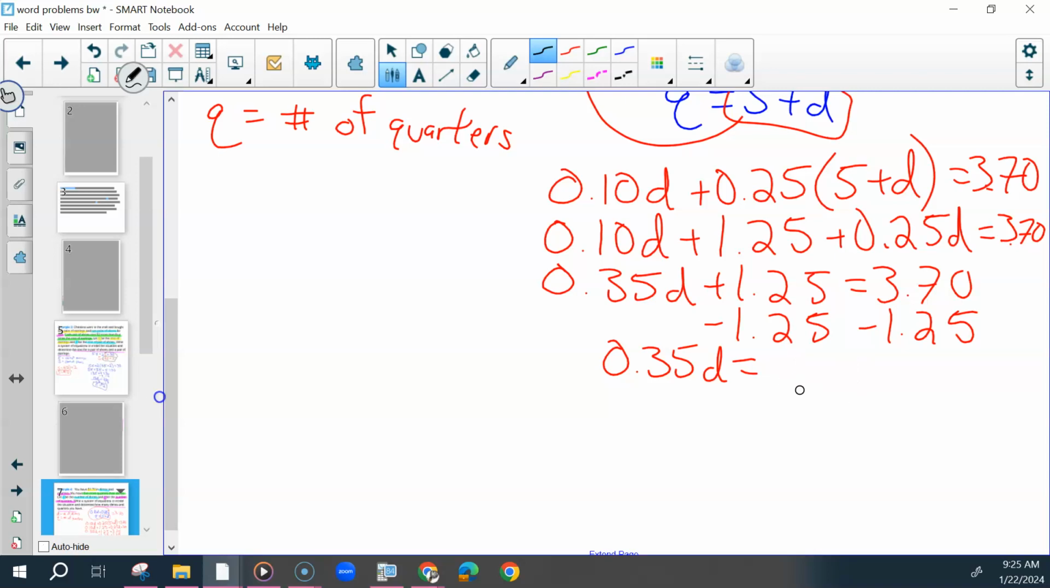What is that? I think it's 45. And then when we divide both sides by 0.35.